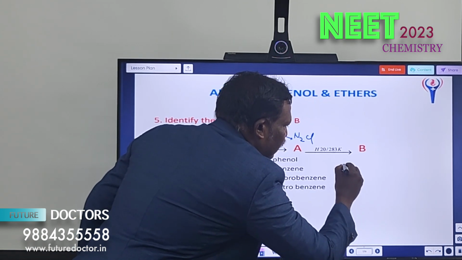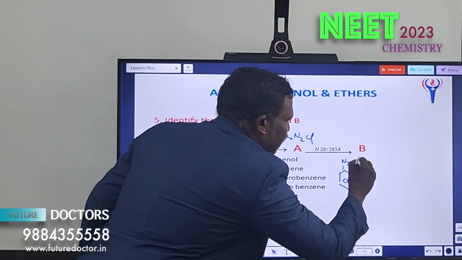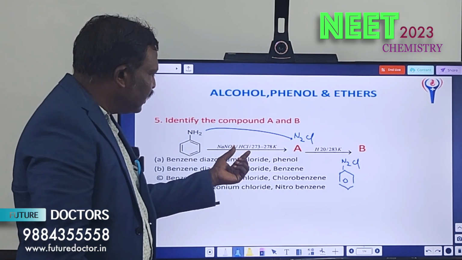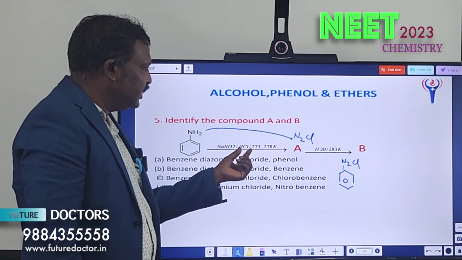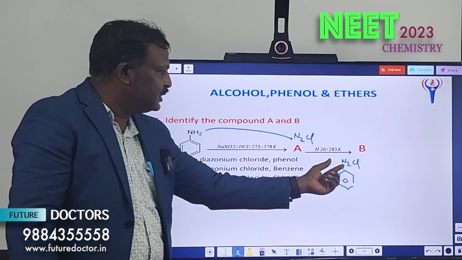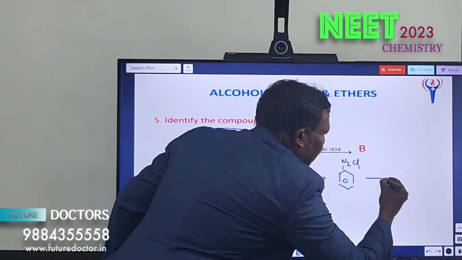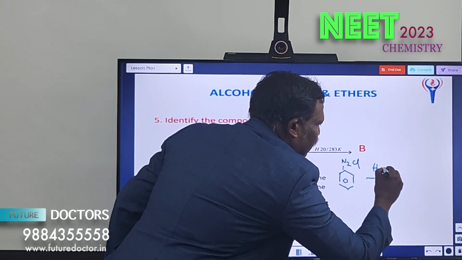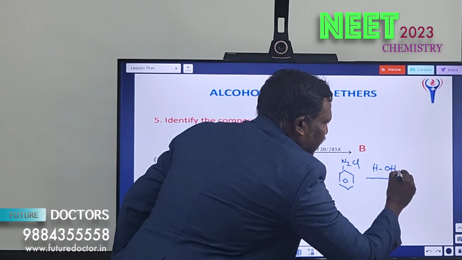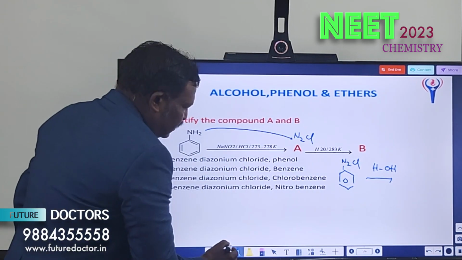Benzene diazonium chloride. That's called A. Are you following? That's the role of this reagent. If you add sodium nitrite and HCl, we get benzene diazonium chloride. That is A. Then on hydrolysis, when water is added, for our convenience I am splitting it like this.